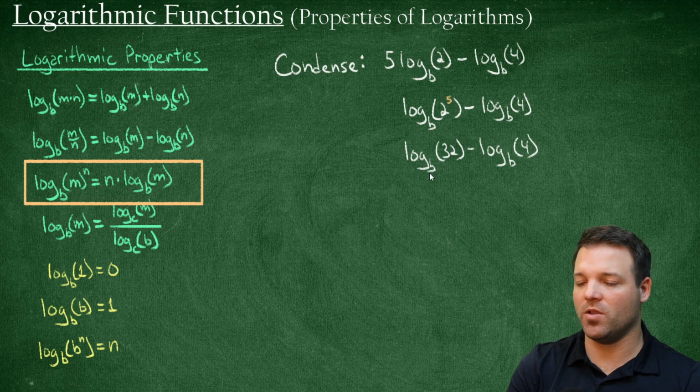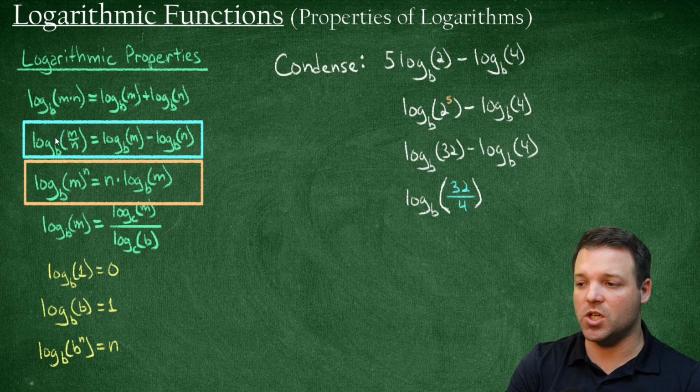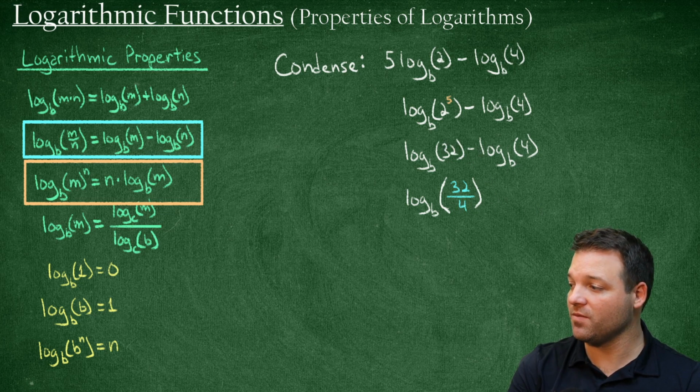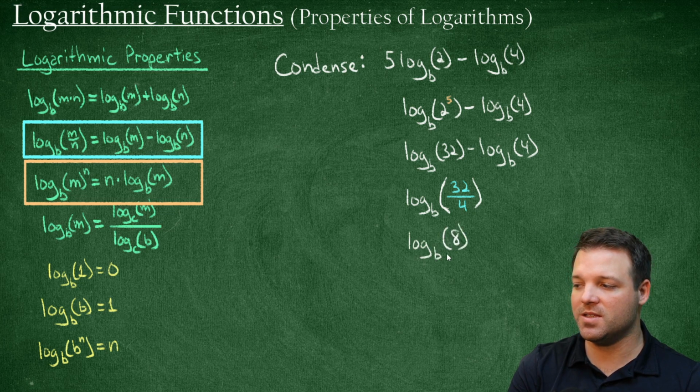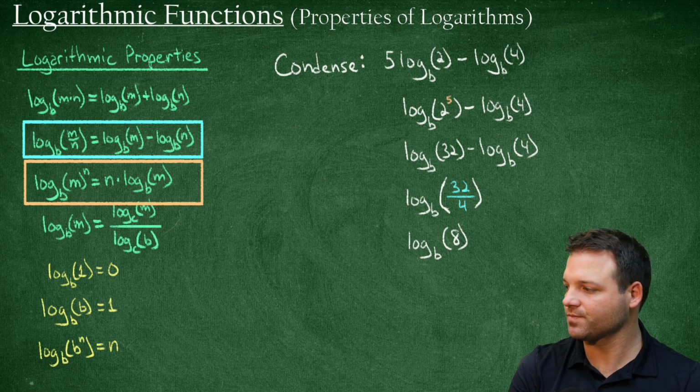So right now I have log base b of 32 minus log base b of 4. Now I can apply the quotient rule and say that is the same thing as log base b of 32 divided by 4. And of course, I can divide 32 by 4, getting 8, and this is our complete condensed form. So we went from the expanded form up here and condensed it down to log base b of 8. So these two are equivalent.